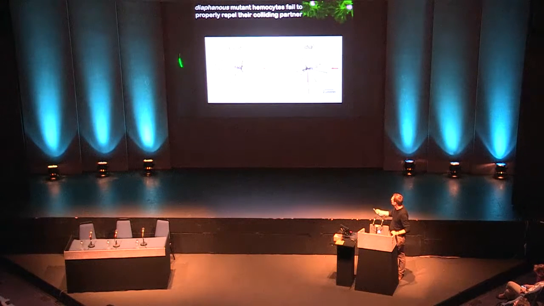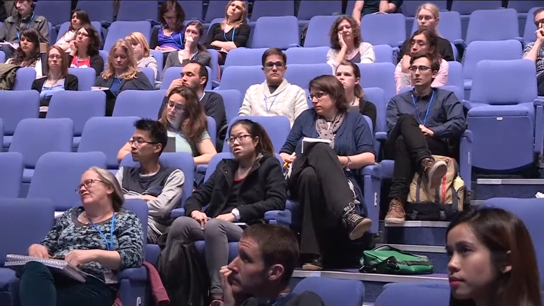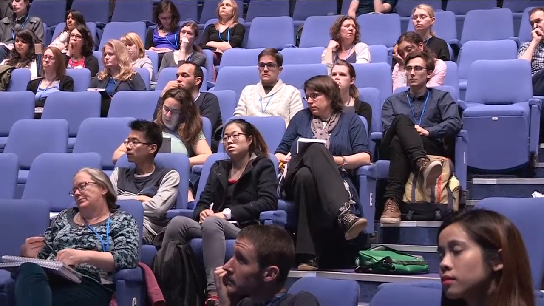And in control cells, you see a preference to move away from the colliding partner, which we've represented here as this red arrow. However, in diaphanous mutant hemocytes, they fail to do that, and their migration is random, suggesting that they're no longer able to tightly control their repulsion dynamics.